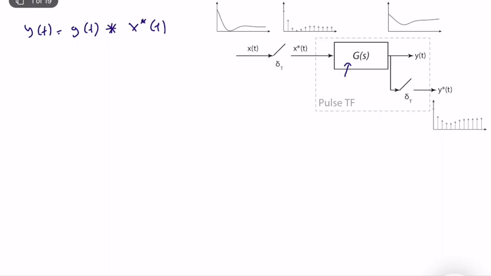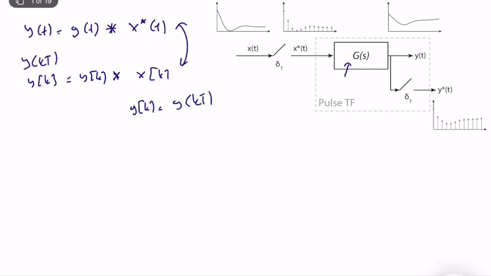In this case, if we sample y of t and obtain a discrete time sequence y of k, we can also write y of k as the convolution of x of k and g of k, where x of k is simply the sampled signal, and g of k, which is g of kT, is the sampled impulse response of g of s.